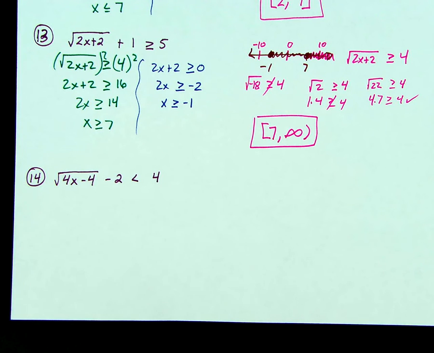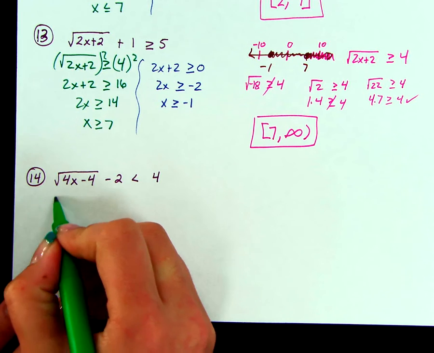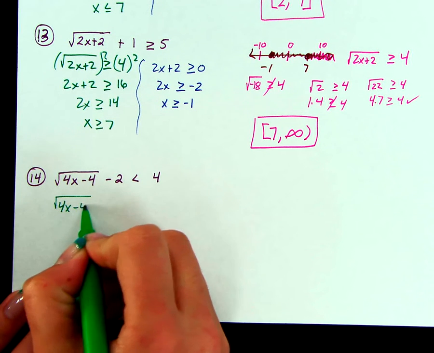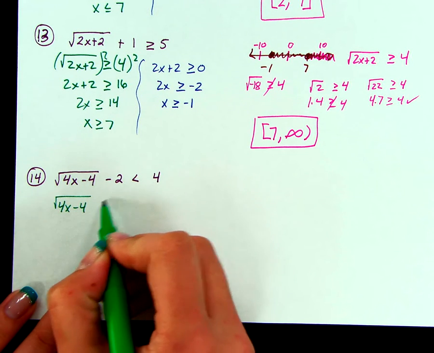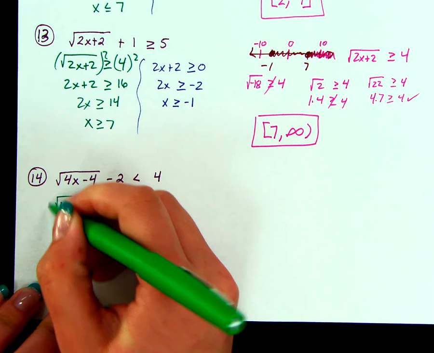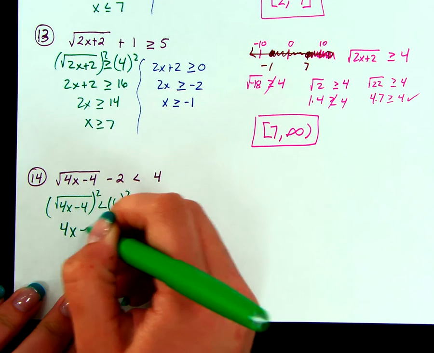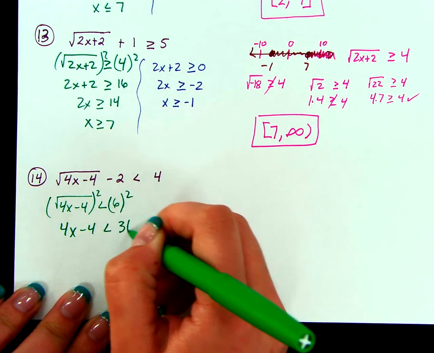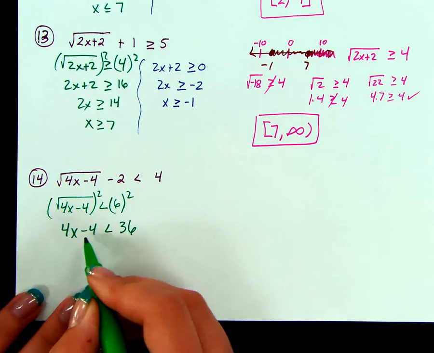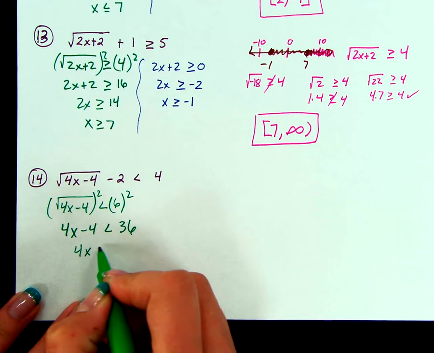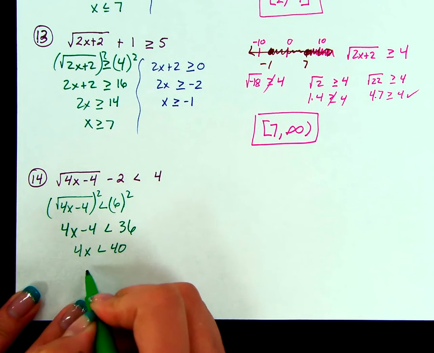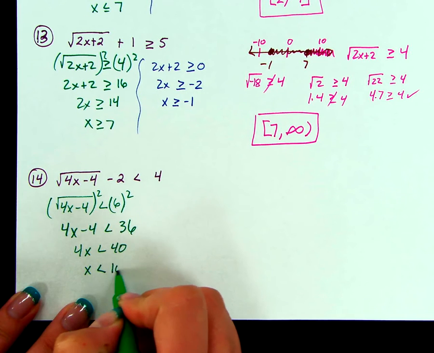All right, one more example. Again, we're just going to start by solving our inequality as is. We're going to add the 2, so the square root of 4x minus 4 has to be less than 6. Square each side, so 4x minus 4 is less than 36. We're going to add the 4, so 4x is less than 40, and then divide to get x less than 10.